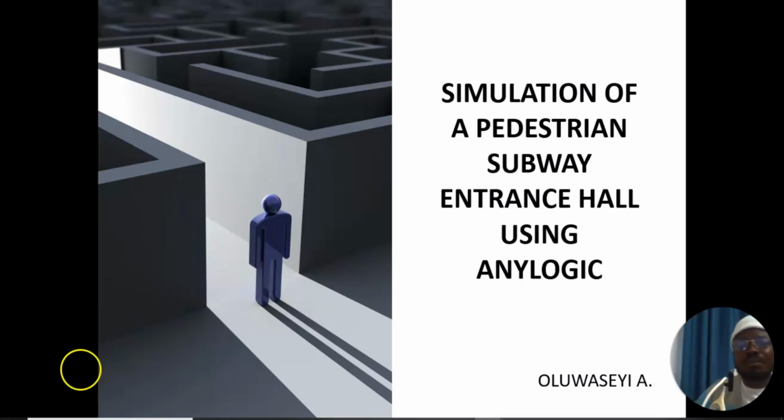So like I said, we are going to be starting with the movement, that is the subway entrance using Anylogic. Before we even go into this, it is very important for anyone who wants to follow me step by step. The first thing you need to do is to download Anylogic. You can go on Google and download Anylogic. It is quite easy and is also free. So you can download the learning mode.